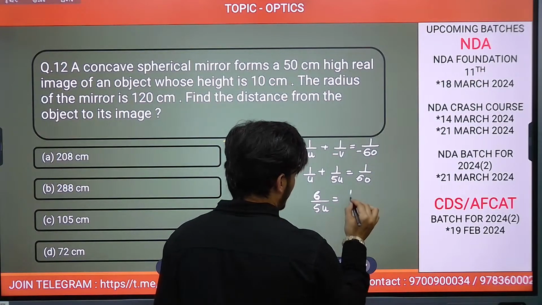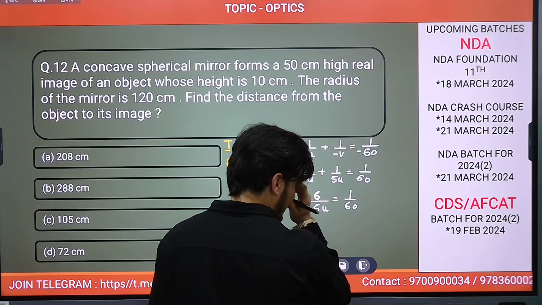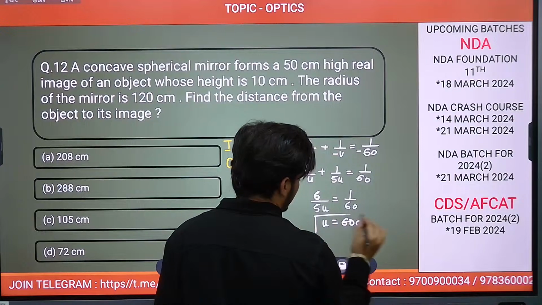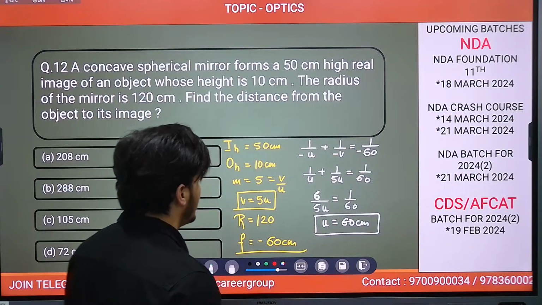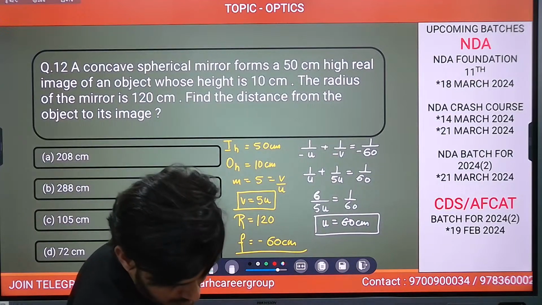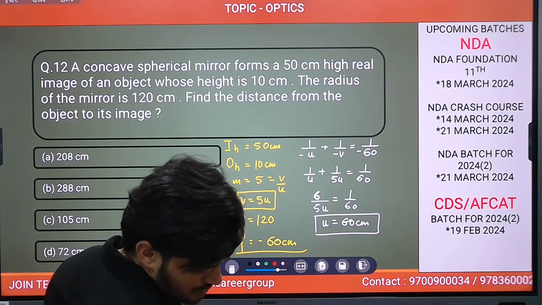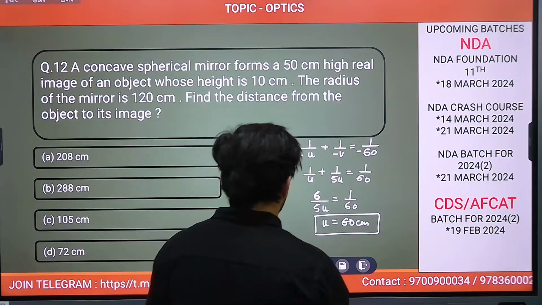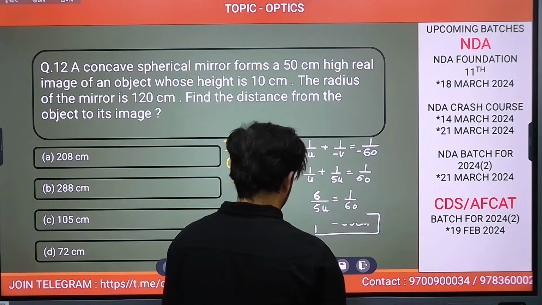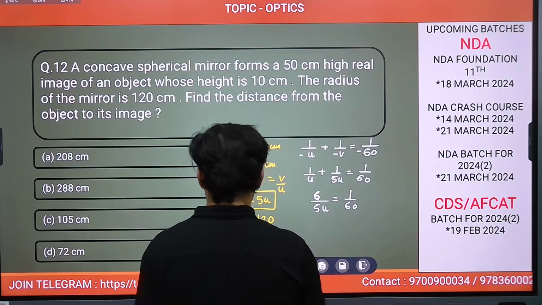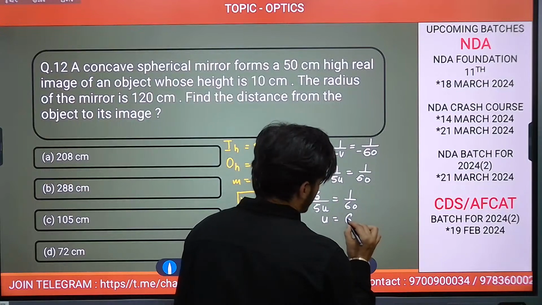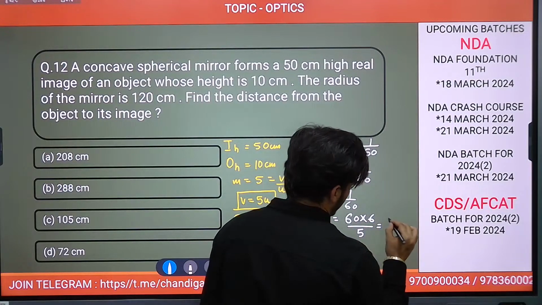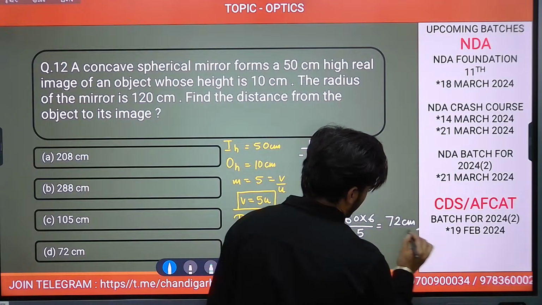6 upon 5u is 1 upon 60. And this u comes out to be how much? 60 centimeter. u आपके पास मैंने ठीक किया ना, 1/u plus 1/5u, 5 plus 1 is 6, 6/5u. I'm sorry, u will be 60 into 6/5, which is 72 centimeter.